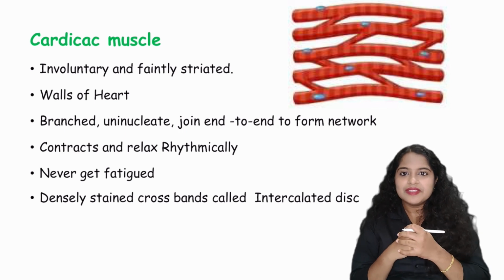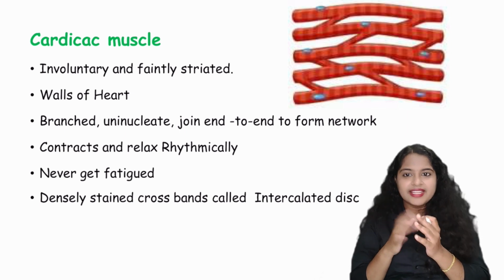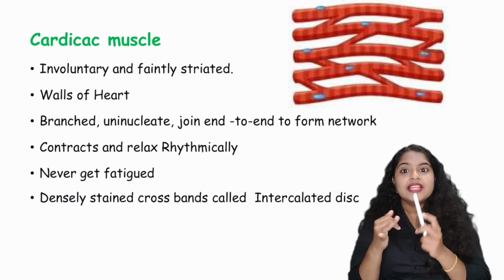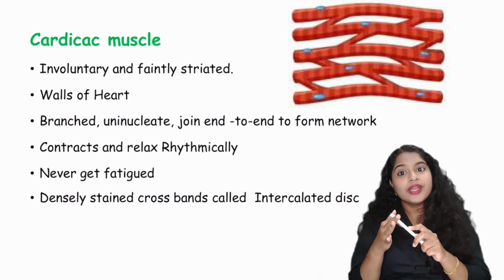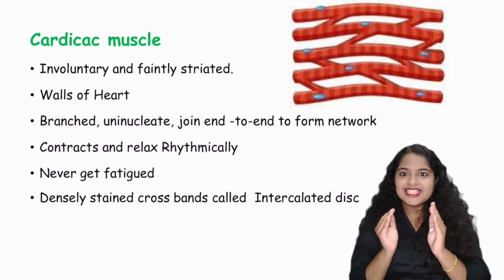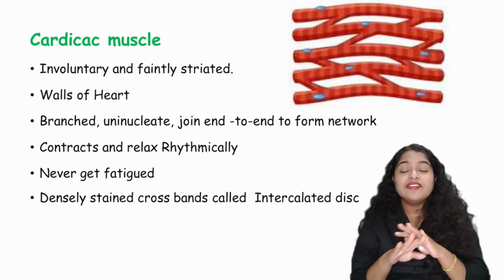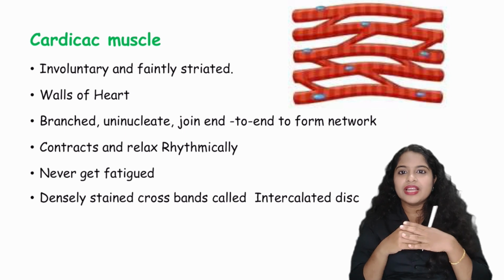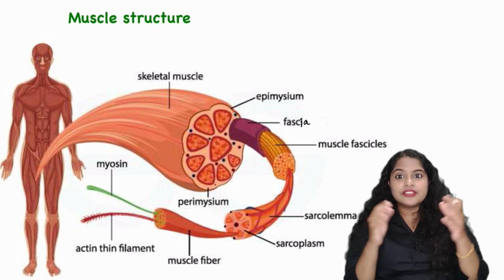So the name itself suggests where you can find these muscles. So they are found in the walls of heart. They are involuntary muscles and they are slightly or faintly striated. They are branched, they are uninucleated and they are joined end to end to form a network. And these muscles will contract and relax rhythmically and will never get fatigued. Imagine what will happen if our heart muscles get fatigued. So now we are going to learn the structure of muscle.